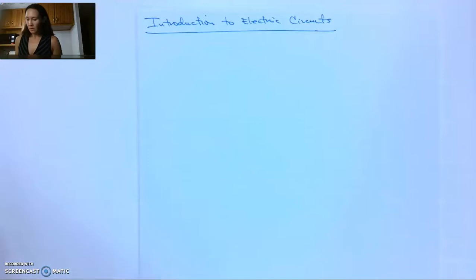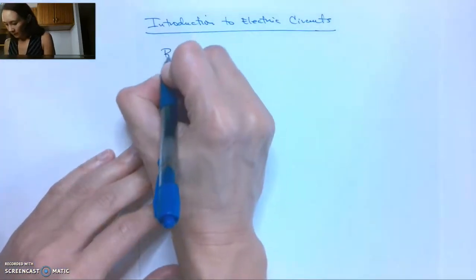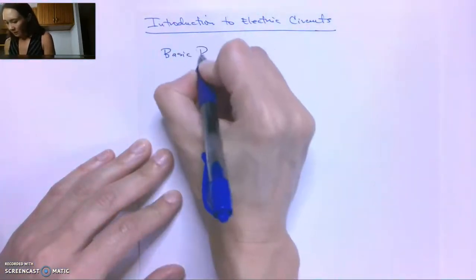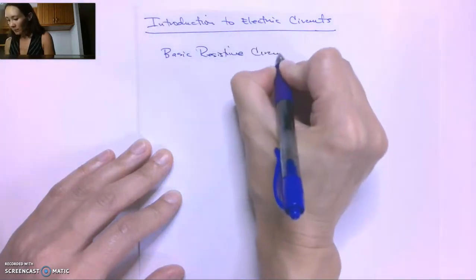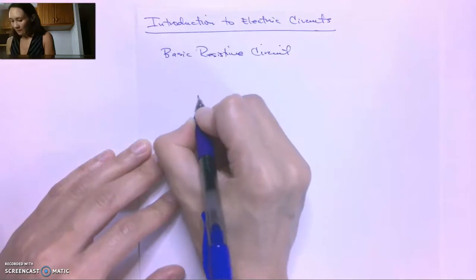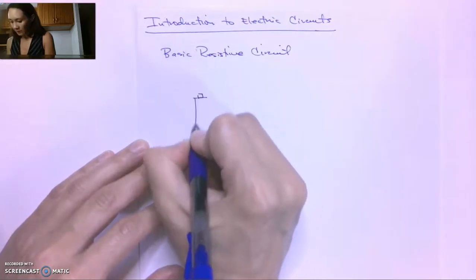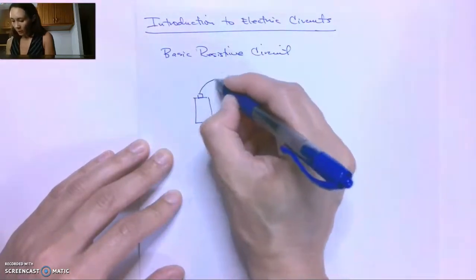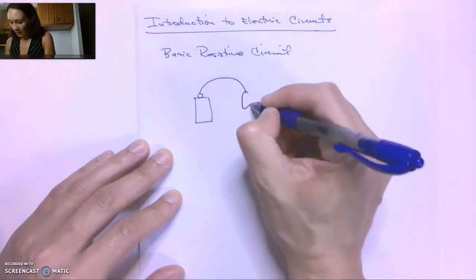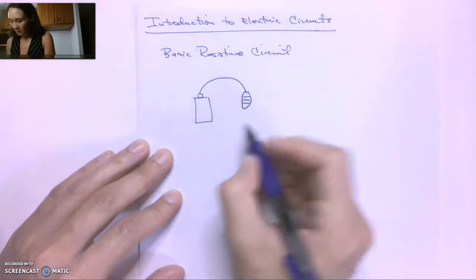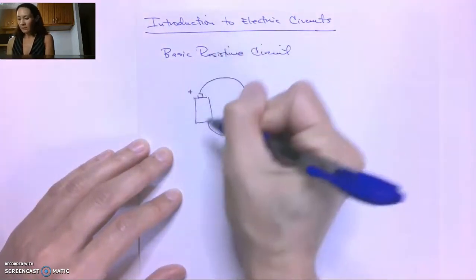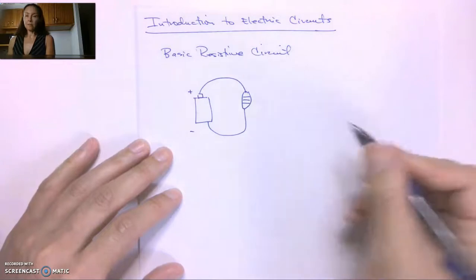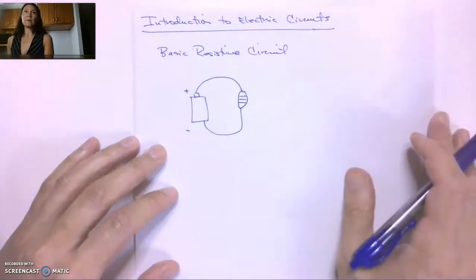Now, the picture of a basic resistive circuit would be a battery with a resistor. It looks kind of like an ant with these bands on it. We'll talk more about those bands later. This is the positive side and this is the negative side. And this is my wire.